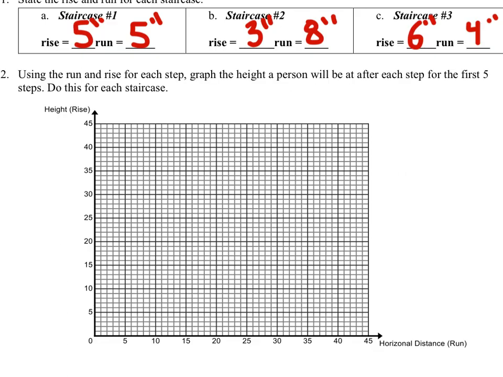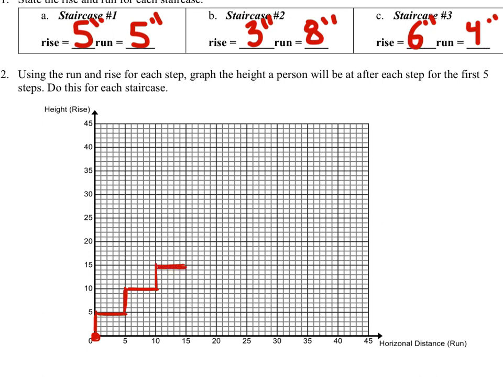Well, staircase 1 I will do in red. So we're going to start at 0. That will be a good way to tell each of these. This one goes up 5, and then to the right 5, right here. Now that's just one step though. It says to put in the first 5 steps. So that's one step. I'm going to go up another 5, and then to the right another 5. Rise of 5, run of 5.